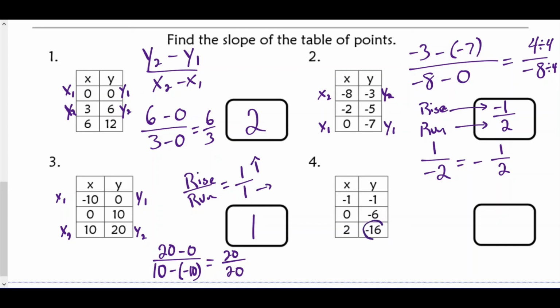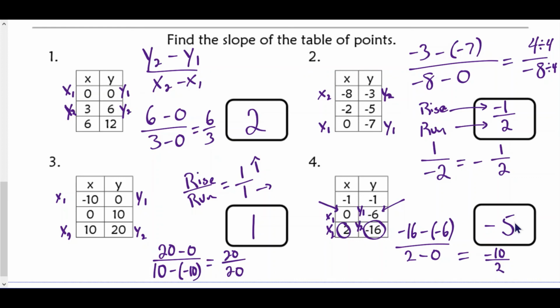One last example, I'm going to say y2 minus y1, -16 minus -6 over x2 minus x1. 2 minus 0 on the bottom. So -16 minus -6 is a -10. 2 minus 0 is a +2. So that simplifies to -5 as my slope. So this is going down 5 every time it goes over to the right 1 spot.